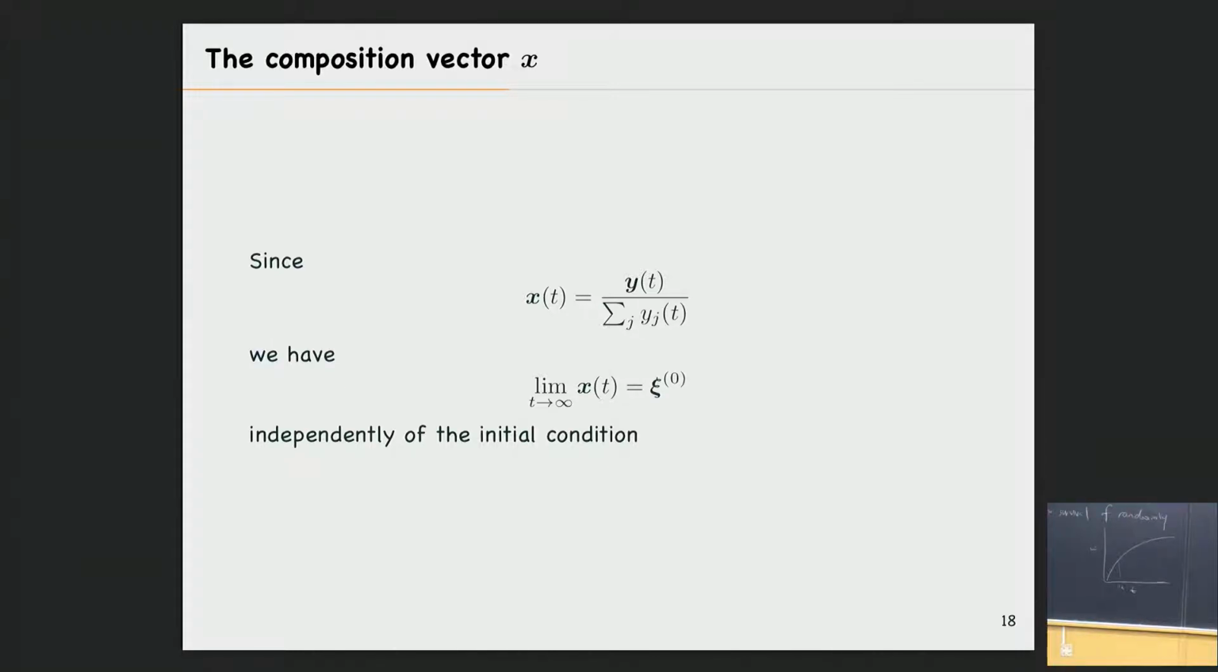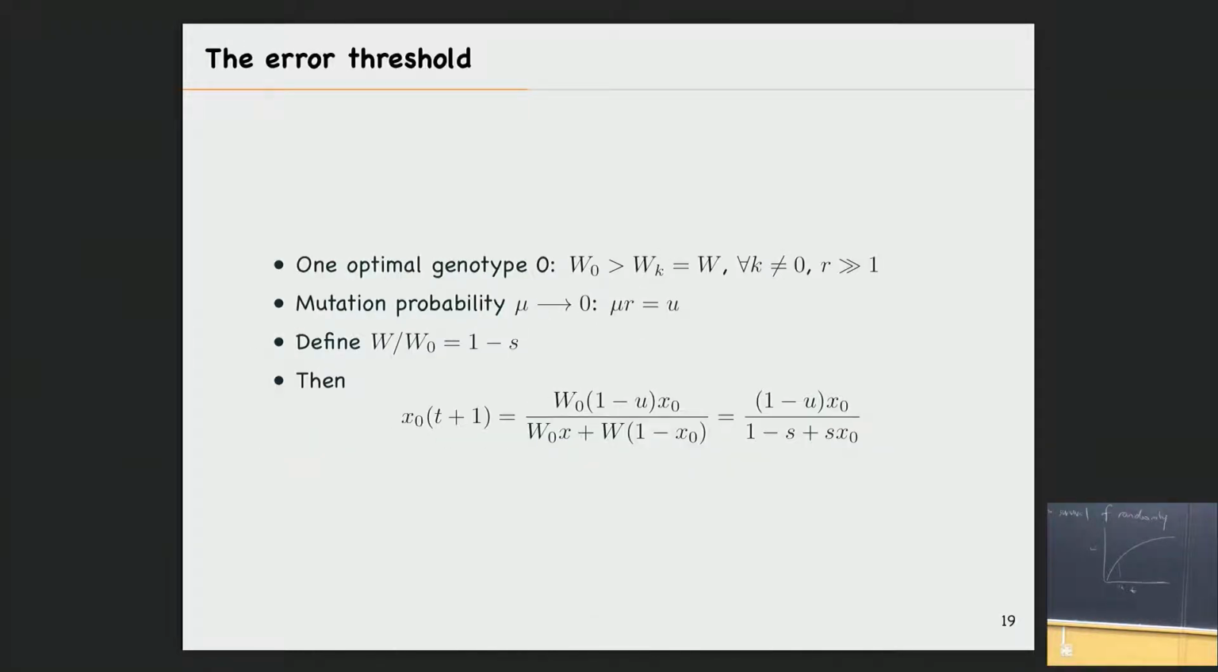Now, how is this eigenvector made? Well, let's consider a simple case. We have one optimal genotype, which we call the wild type. And all the other ones have a smaller value of the fitness. And we have a large number of sequences, that's important. Then the mutation probability for going back to the original sequence is very small because the number of sequences is very large.